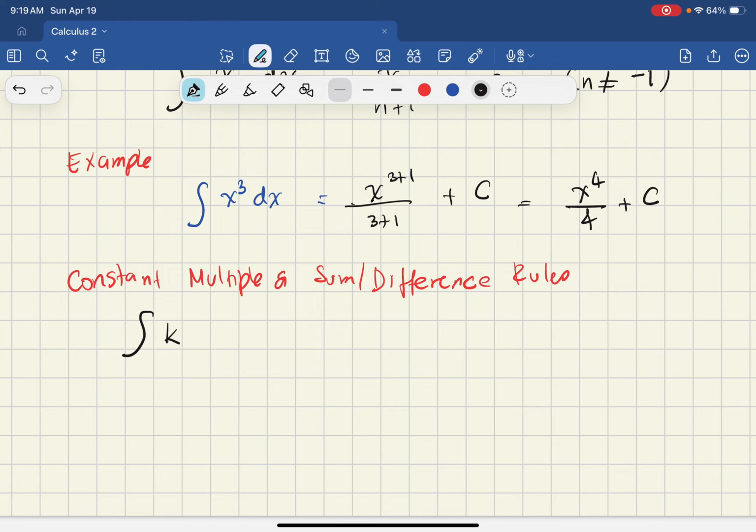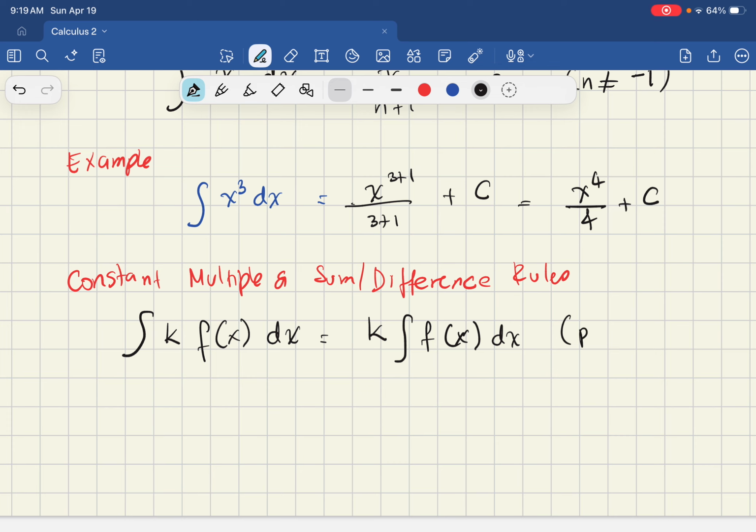The integral of k times a function f(x) with respect to x is equal to k times the integral of f(x) dx. So we pull out the constant. Remember, we pull the constant out front.